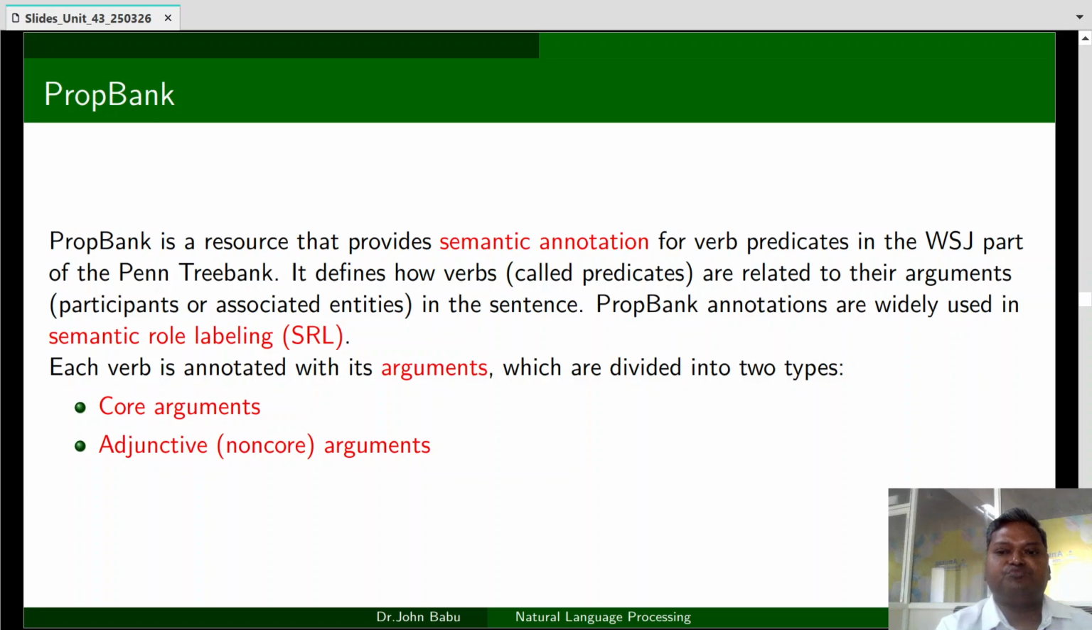So PropBank, or proposition bank, will not talk about frames and frame elements, but it talks about arguments. Every verb is annotated with its arguments. So there were frames, frame elements, lexical units; here it is arguments. Arguments are of two categories: one is core arguments, another is non-core or adjunctive arguments.